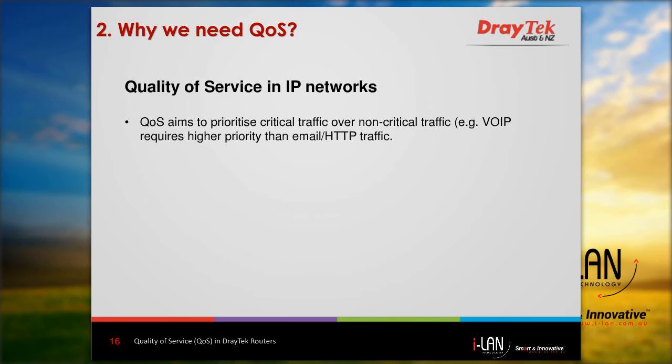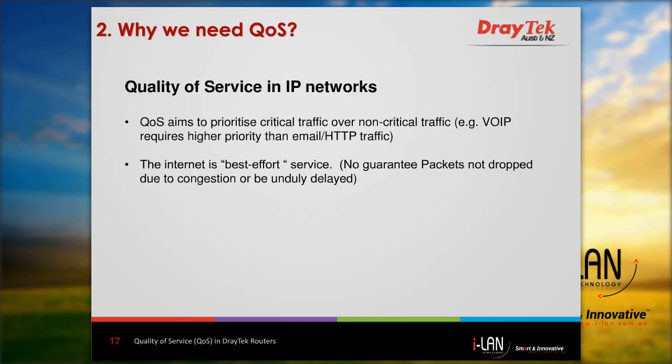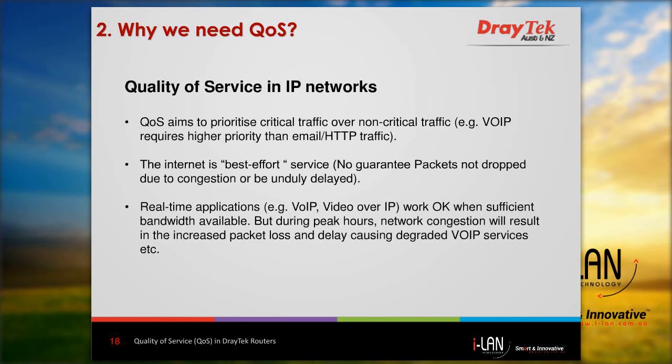So in IP networks, quality of service is used to prioritize critical traffic over non-critical traffic. For example, you may want VoIP traffic to have higher priority than email or HTTP traffic. Since the internet is a best effort service, there is no guarantee that packets will not be dropped due to congestion or be unduly delayed. Real-time applications such as VoIP and video over IP will work okay when there's sufficient bandwidth. But during peak hours, when you get network congestion, this can result in increased packet loss and delay, which results in degraded VoIP services and so on.